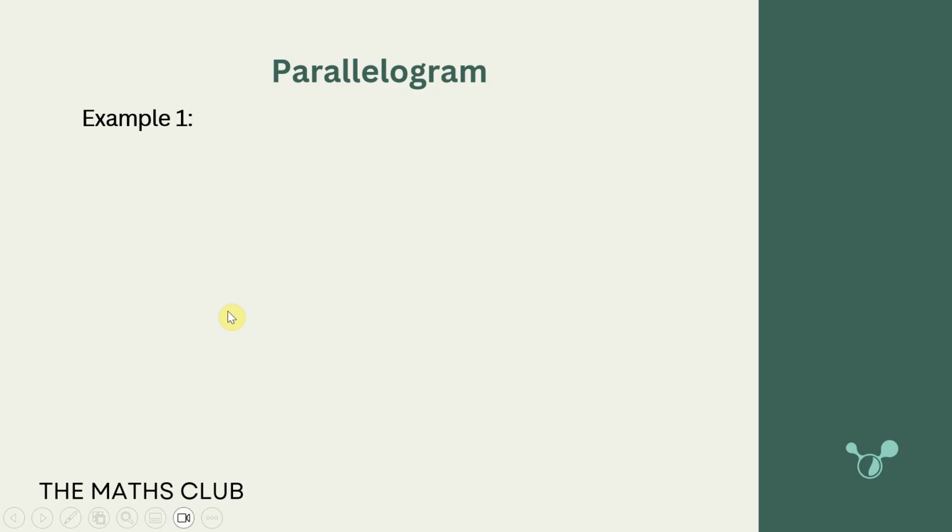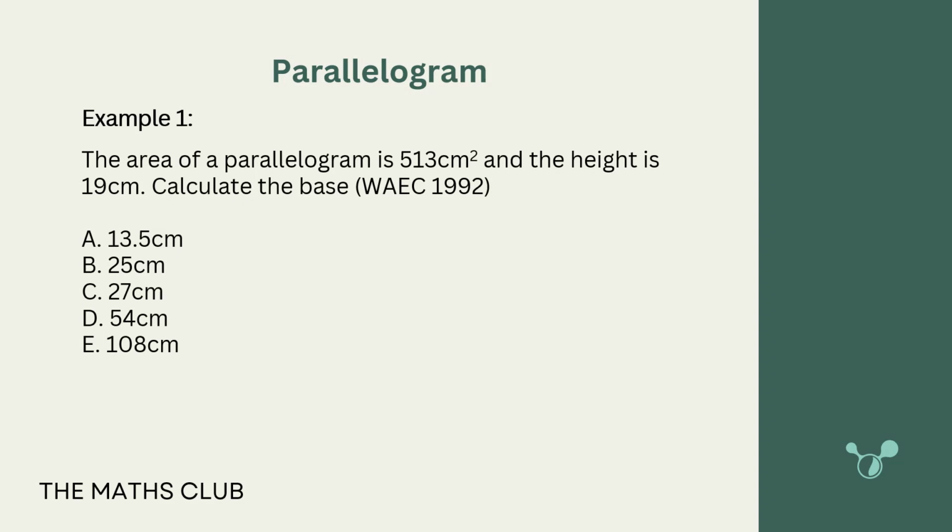Nice. This is an example. It says that the area of a parallelogram is 513 centimeters square and the height is 19 centimeters. Calculate the base. This is from WAEC 1992. I want you to pause the video and try it out yourself.